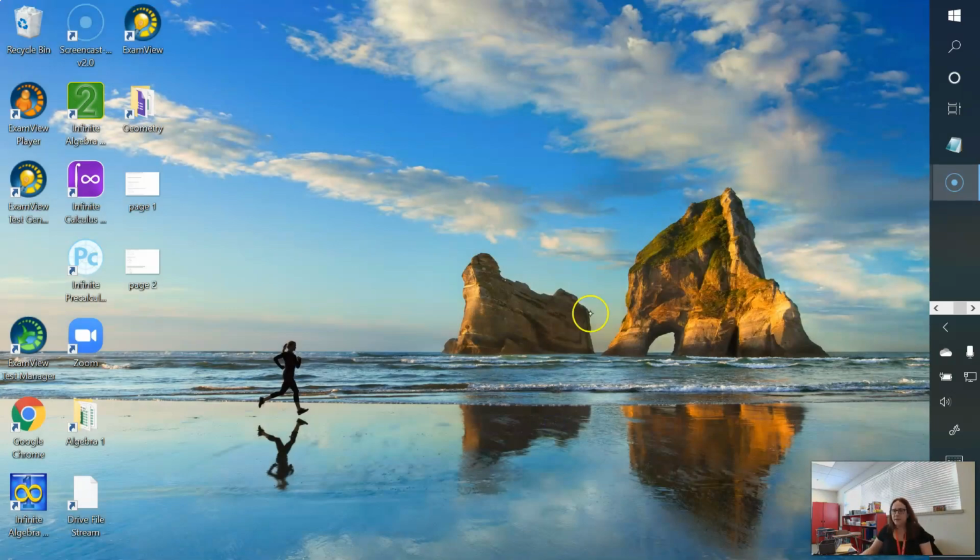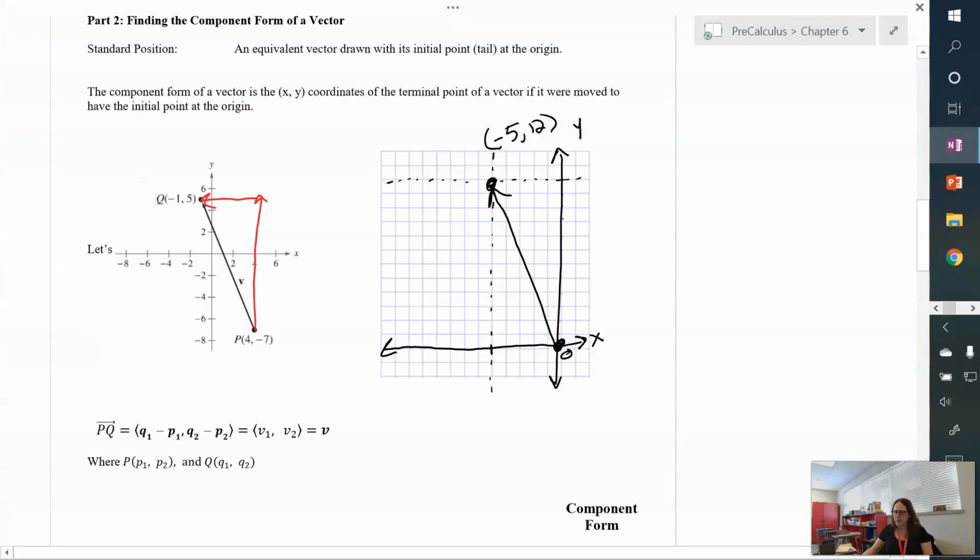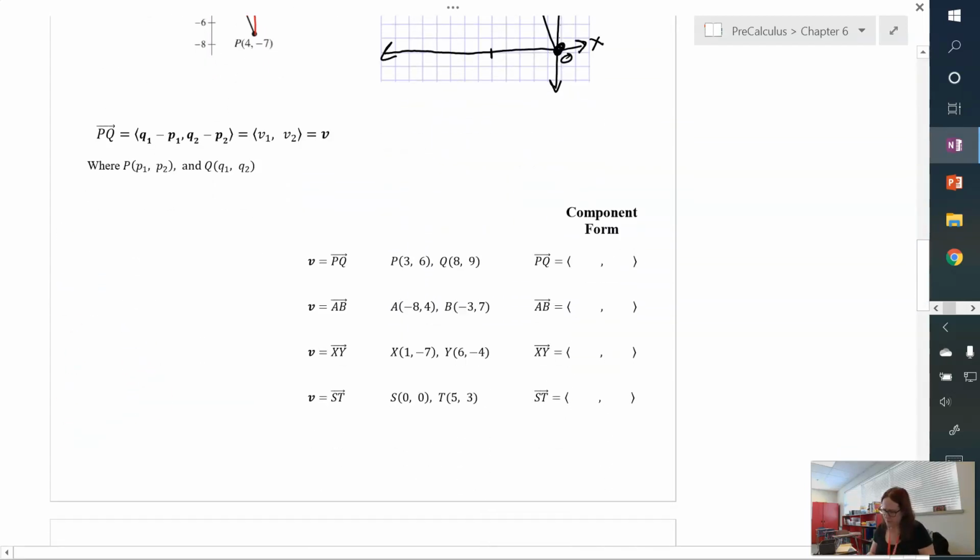And what that means is when you write the components of the vector, your horizontal component is going to go 5 to the negative, and your vertical is going to go 12 to the positive, just like here. Now here's an easier way to do this. Instead of literally sliding it, you can also just find the difference in their coordinates, and that will give you the component form. So let's try it on these.